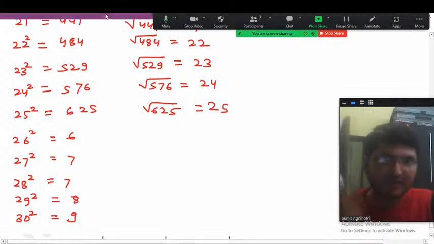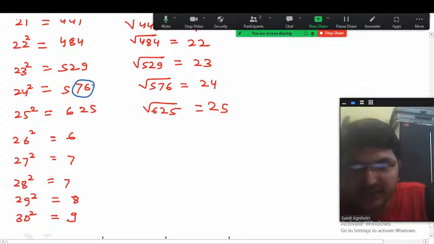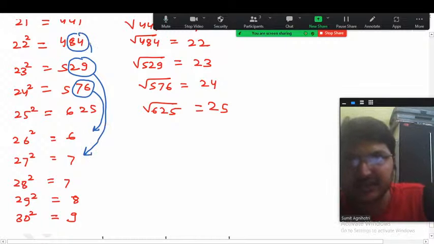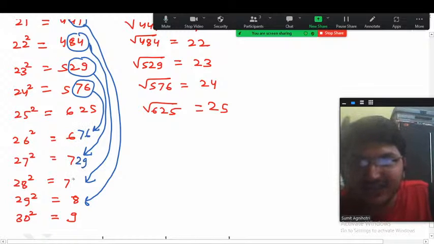Similarly, I am going to tell you one more trick available here. Here we are getting 2 digits as 76. Here we are getting 2 digits as 29. Here we are getting 2 digits as 84. Here we are getting 2 digits as 41. Okay, that means 6 here we will get 676. 27 square is 729. 28 square is 784, and 29 square is 841, and 30 square is actually 900.